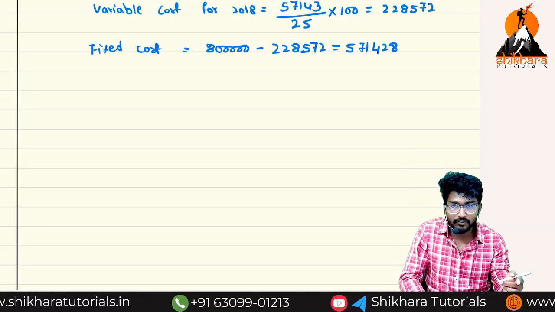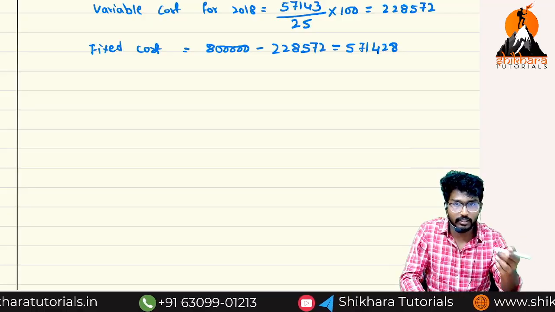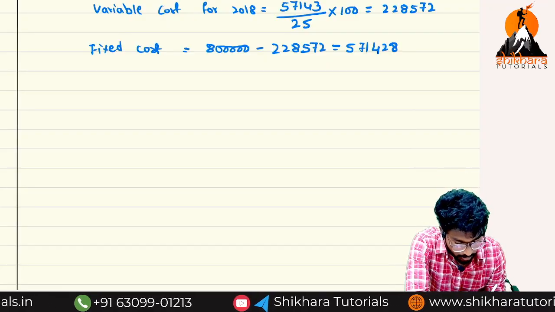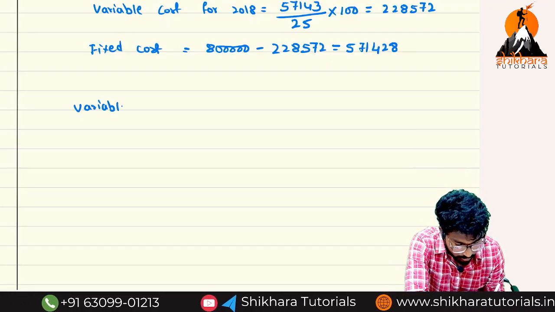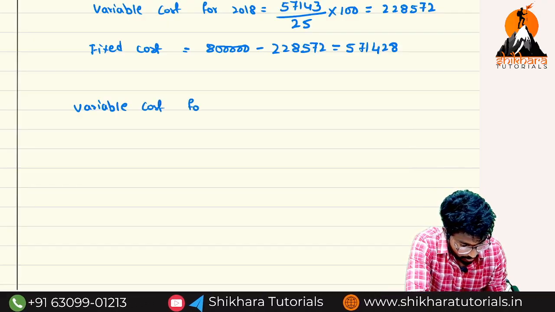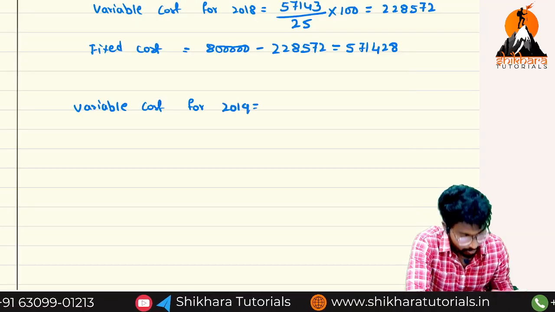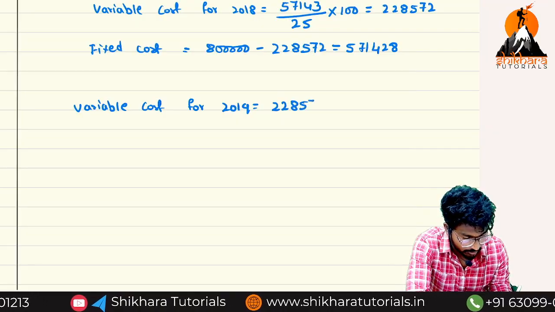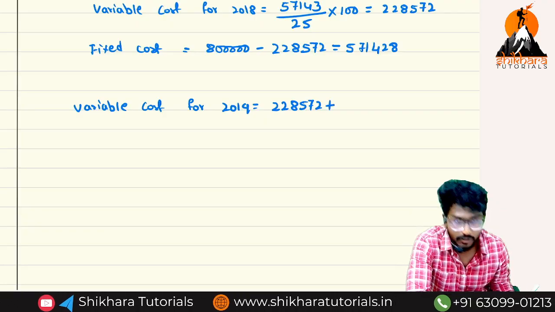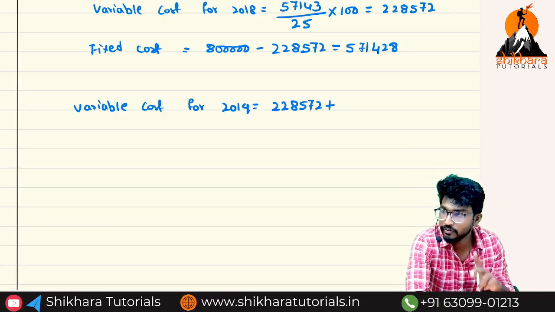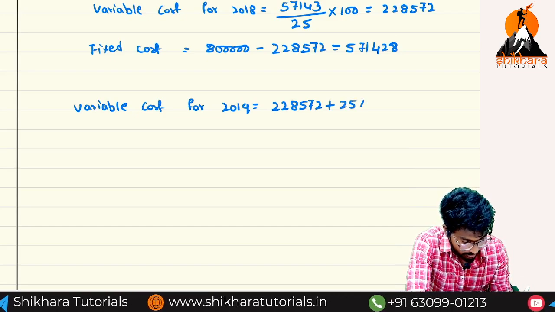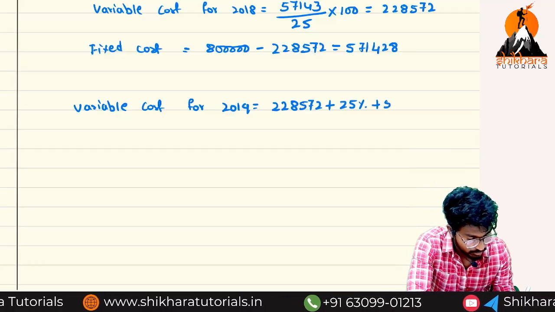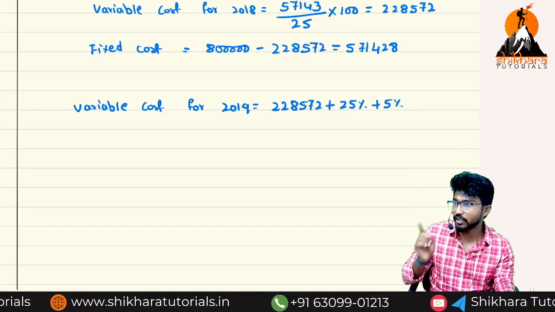We have a change of variable 25% in volume as well as a rate change of 5%. Now, variable cost for 2019. What is the base? 2,28,572 plus how much for the volume change? 25%. Plus how much for the rate change? 5%. Variable cost will be affected because of two things.